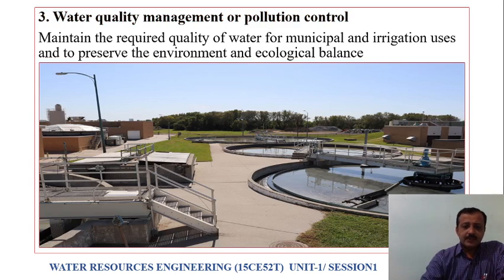You can see how we are going to control it by constructing various treatment units. This is one such treatment unit where we are going to treat the water, the domestic waste. Even in industries, industrial waste water will be treated, and then the effluent, which is pure in nature, will be disposed.